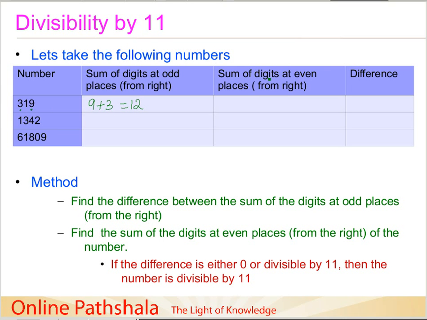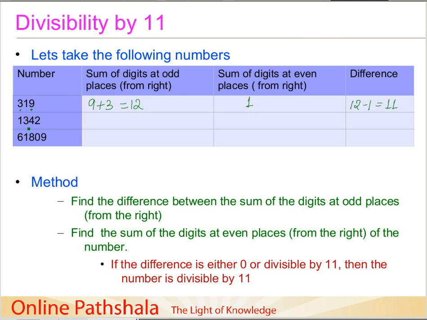Then it says sum of digits at even places from the right. So this one is the odd place, this is the even place. We have 1 and that's the only one we have, so it is just 1. Now what is the difference of these? 12 minus 1 is 11.